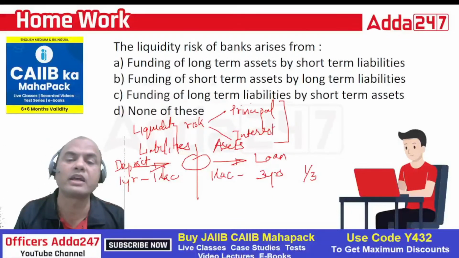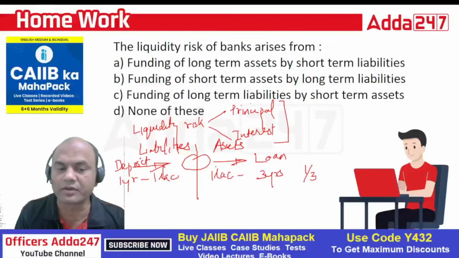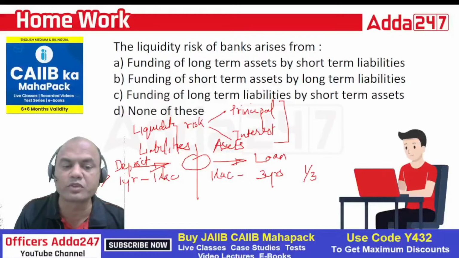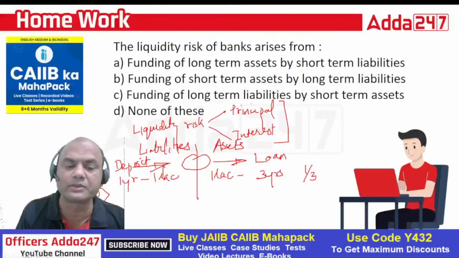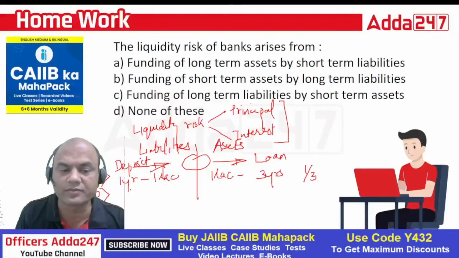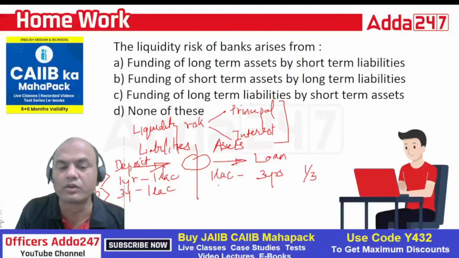So funding a long-term asset from short-term liabilities. This is option number A. Okay, let me write it over here. Second option is B: funding a short-term asset from long-term liabilities. Means if I take a deposit of 3 years, imagine this, 3 years deposit, 1 lakh, and I give a loan of 1 lakh.